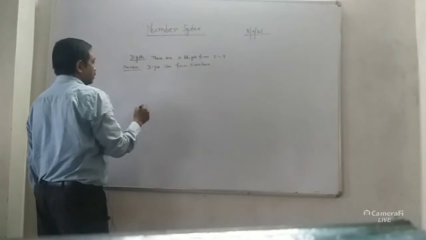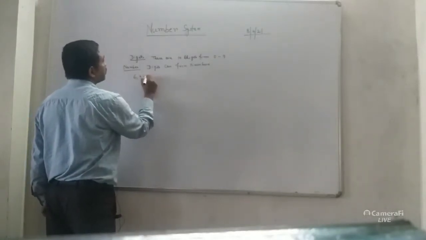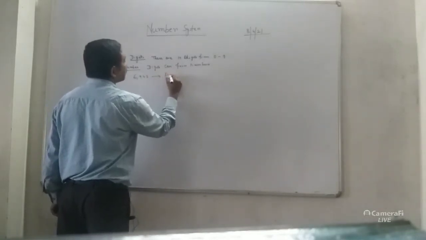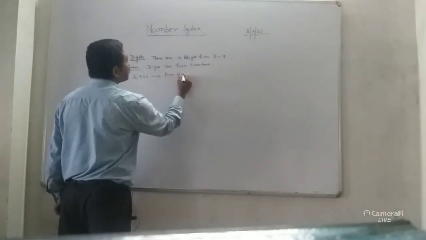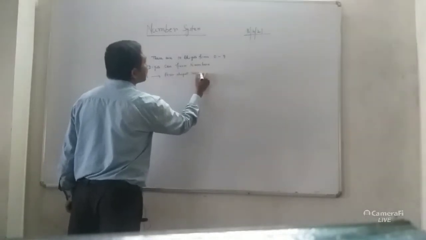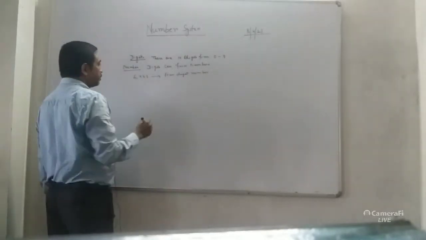So if it is given 6 9 4 3, this is a 4-digit number. In this way the name of the number is given.